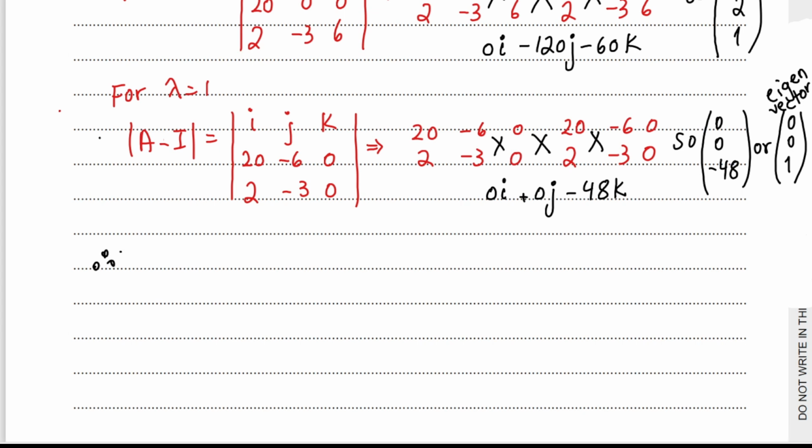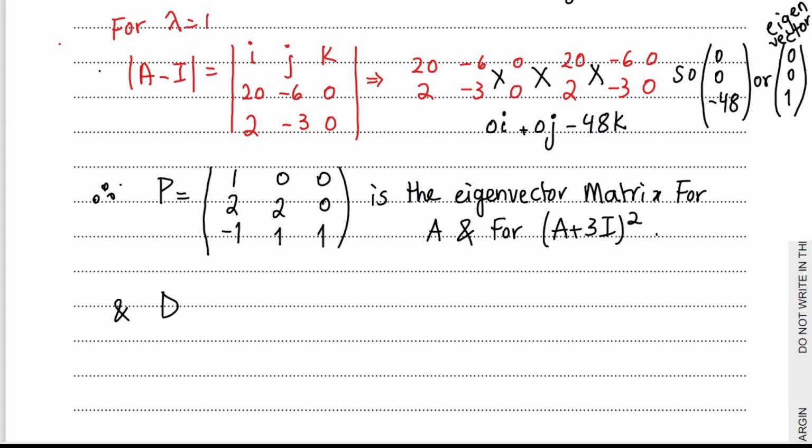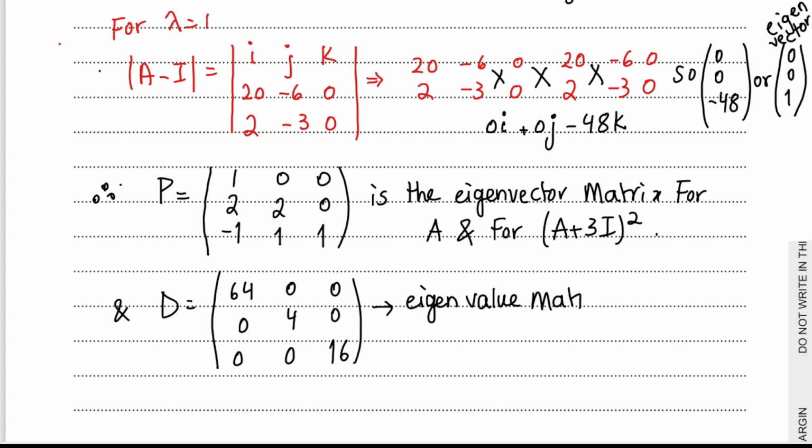Since I have the three eigenvectors, I will put them as columns in P, which is the eigenvector matrix. So P equals [1, 2, −1; 0, 2, 1; 0, 0, 1]. And this is the eigenvector matrix for A and for (A + 3I)². And the diagonal matrix for (A + 3I)² is D equals [64, 0, 0; 0, 4, 0; 0, 0, 16]. This is the eigenvalue matrix for (A + 3I) all squared.